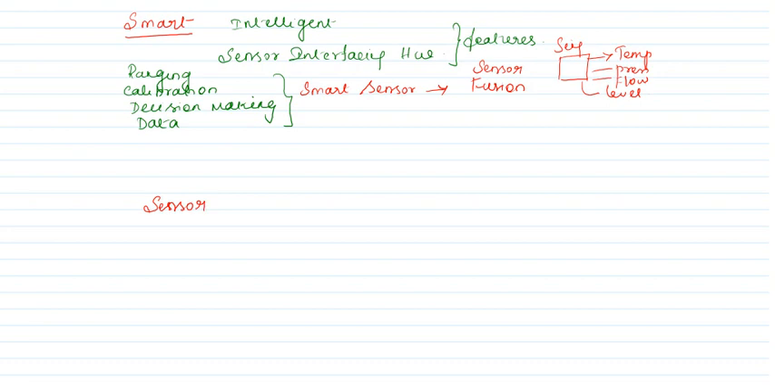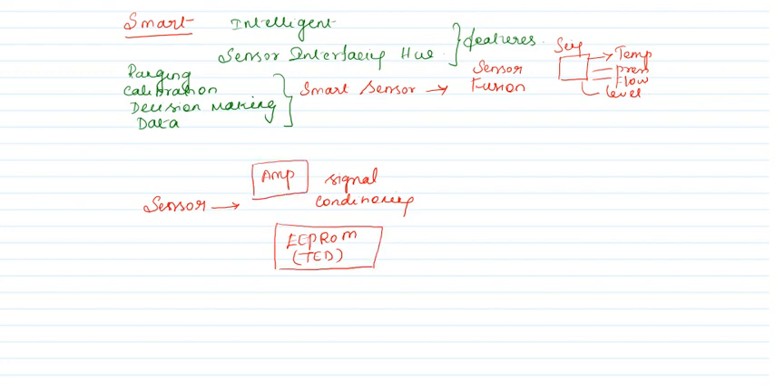So the block diagram of smart sensor, I would like to show you. Maybe like this is the outer part of your sensor, and it consists of an amplifier. Then we have a signal conditioning unit. Then we have a memory part, that is your EEPROM, which also consists of TEDS, which is nothing but transducer electronic data sheet. These sections all together in one single block, the whole thing we can call an interfacing module.